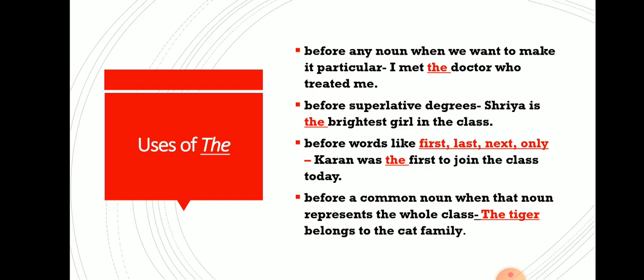We use 'the' before a common noun when that noun represents the whole class. For example, the tiger belongs to the cat family. The tiger. वो जो टाइगर है वो पूरी कैट फैमिली से बिलोंग करता है. अगर मैं ये बोलूँ I saw a tiger in the cage तो वो ठीक होगा. बट द टाइगर, यानी कि हम किसी एक टाइगर के बारे में बात नहीं कर रहे हैं. The entire community of tigers, जितने भी टाइगर्स हैं. The tiger belongs to the cat family.